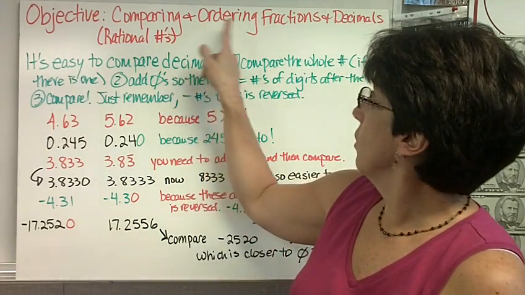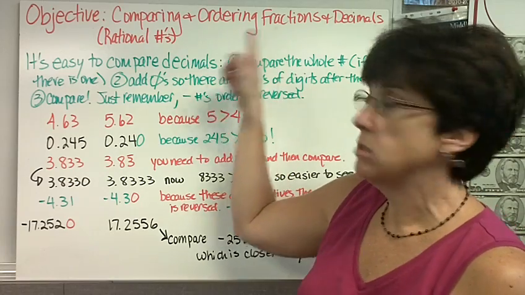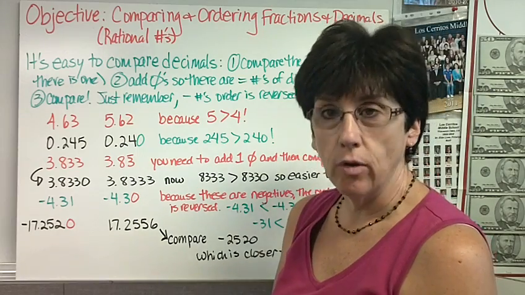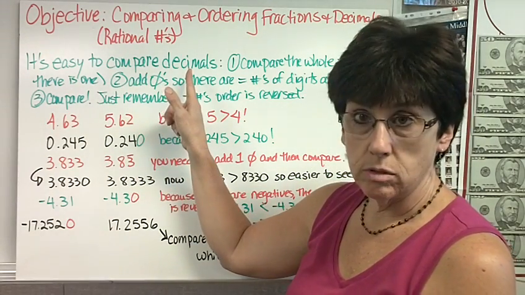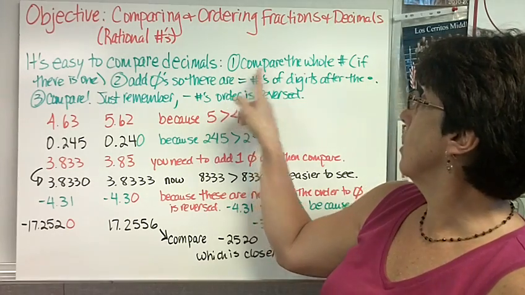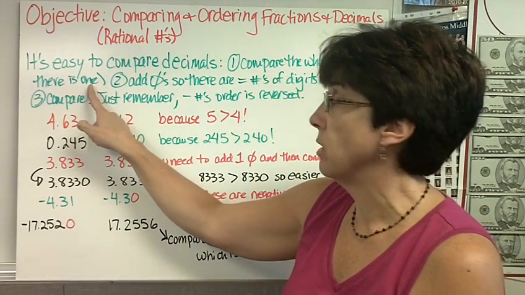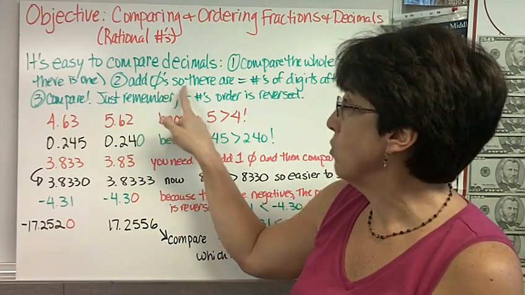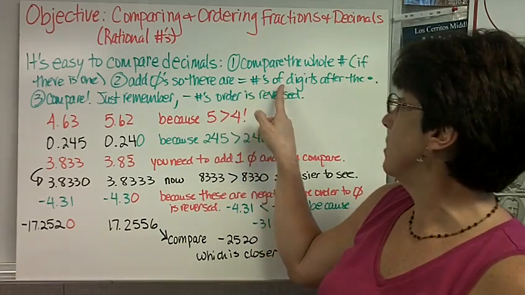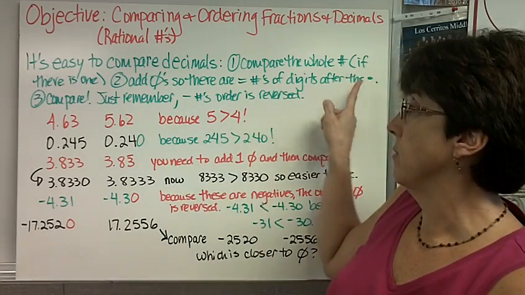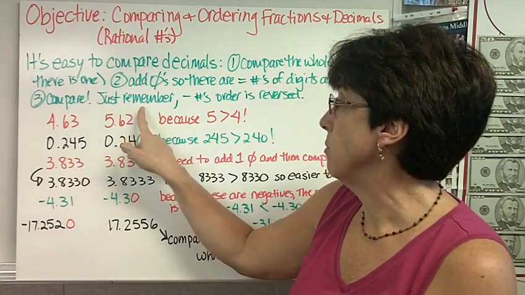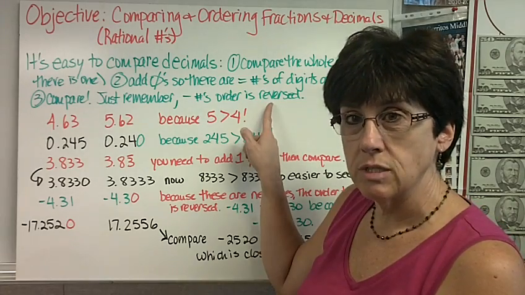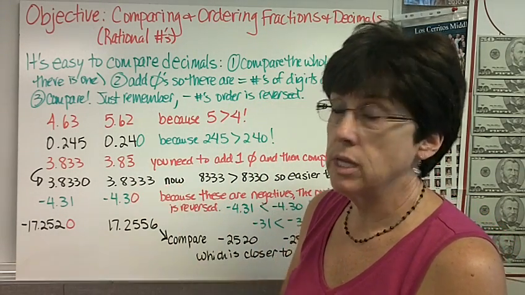Our objective is comparing and ordering fractions and decimals, otherwise known as ordering and comparing rational numbers. It's easy to compare decimals. Number one, compare the whole numbers, if there is one. 5 is always bigger than 4, right? Number two, add zeros so there are an equal number of digits after the decimal point, and then compare. Just remember, when you're dealing with negative numbers, the order is reversed. If the number looks bigger, it's farther from 0 when negative.